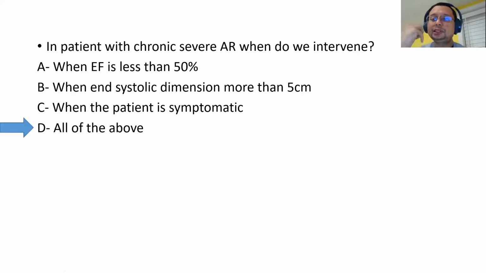So that's why it's important to determine whether they have severe AR in the first place. If you see someone with severe AR and they develop symptoms, regardless of their LV function, they need to be sent for surgery. Another time is if someone comes with severe AR, not symptomatic, but their ejection fraction is less than 50% and or, not necessarily both, systolic dimension more than 5 centimeters, then you intervene in severe aortic regurgitation.